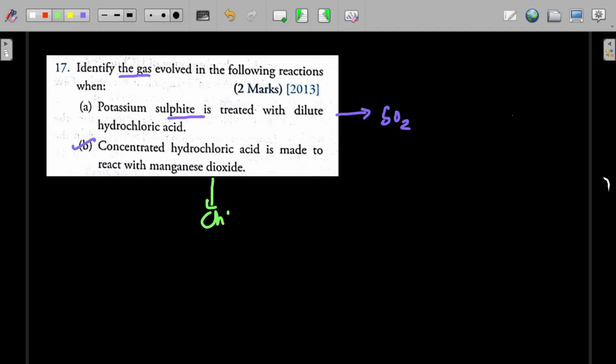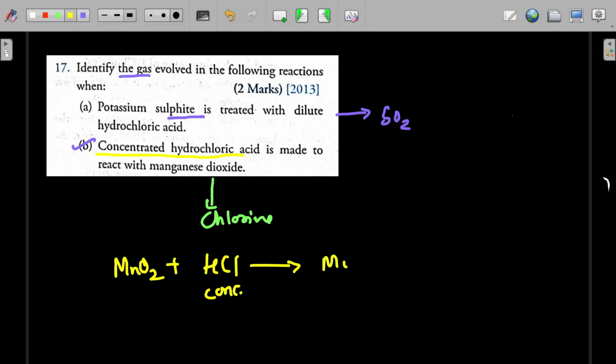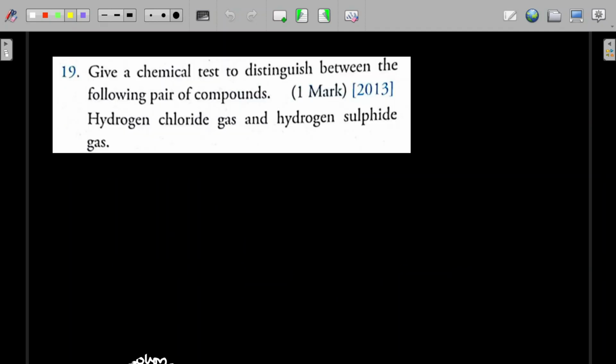Yes, chlorine. So here MnO2 is acting as an oxidizing agent. And this is the only reaction where you can see concentrated hydrochloric acid. In all other cases, you will take dilute. Here it is concentrated. So you will get MnCl2, H2O, salt, water, and Cl2 gas. So it's an oxidizing agent and not a base.